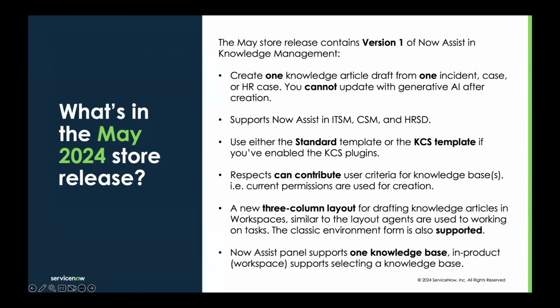So before we get into the demo, let's just cover what we have coming out in version 1 in the May store release. For the May store release, you can generate one article from one case, incident, or HR case. So we have that one-to-one relationship, and an article must be anchored or attached to a task record, meaning that we don't have the capability for this release to create freestanding articles from other sources, such as attachments, documents, or external sources for now. So just know we are looking at that one-to-one relationship between a task-based record and an article for May.